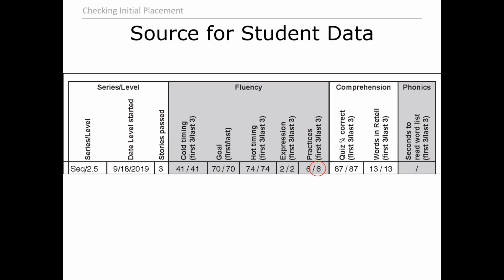So what that means is students are unable, when they're working in Read Naturally Live, they go through their steps. And when they are on the practice step, they're unable to go on to the quiz until they reach their goal on the practice step independently. So the number of practices gives you information about how hard it was for the student to meet that goal during the practice. Now we have the average quiz score, average words in retell, and words in word list, or words read in the word list.